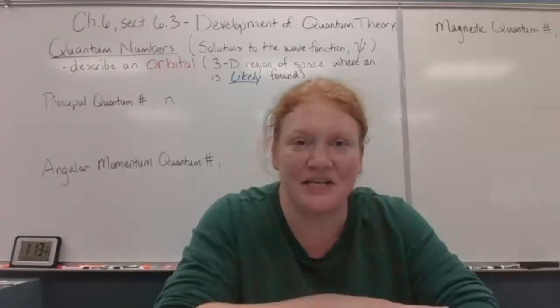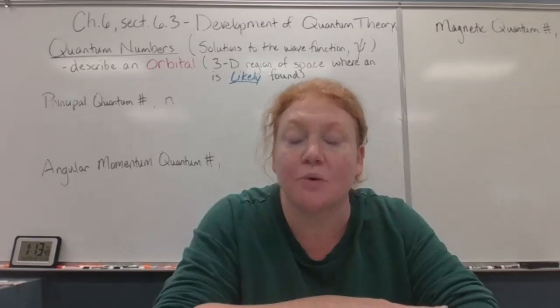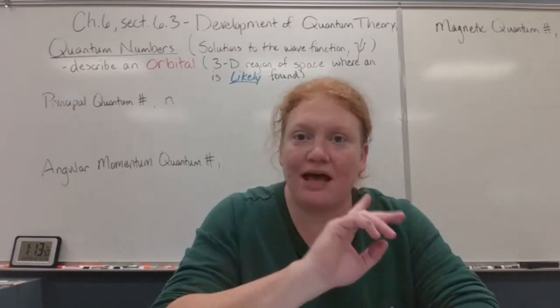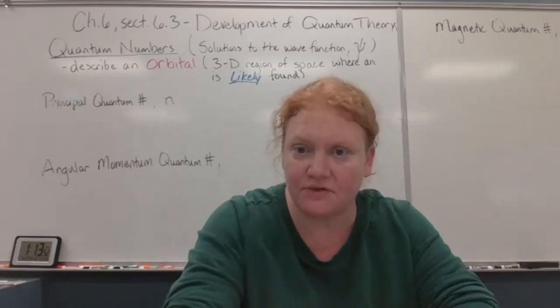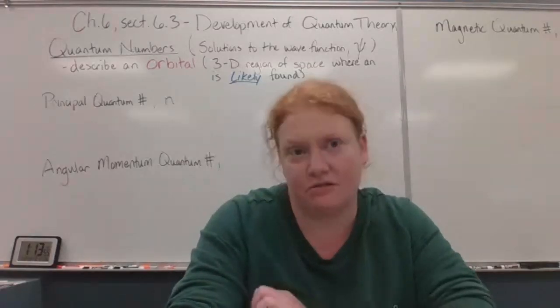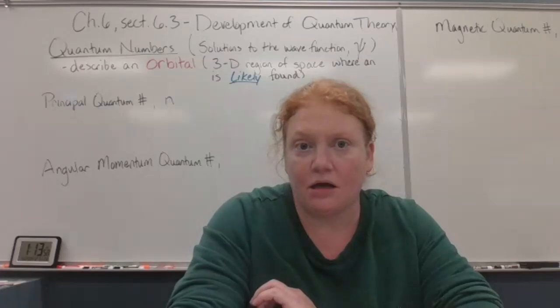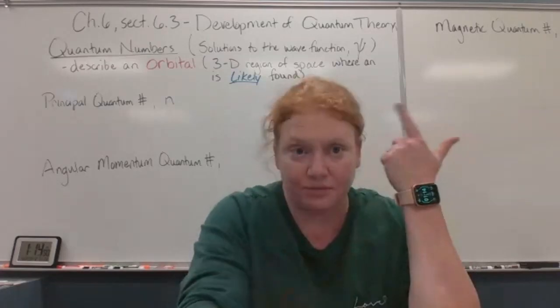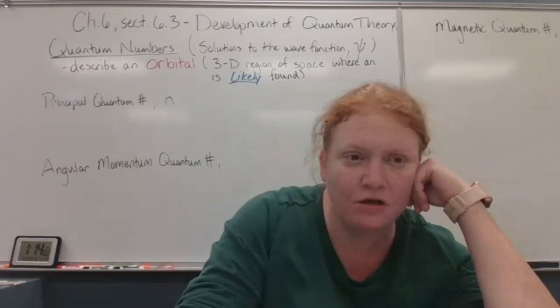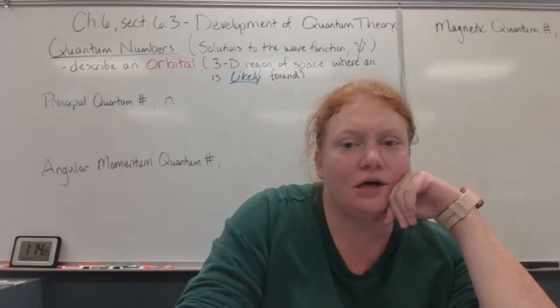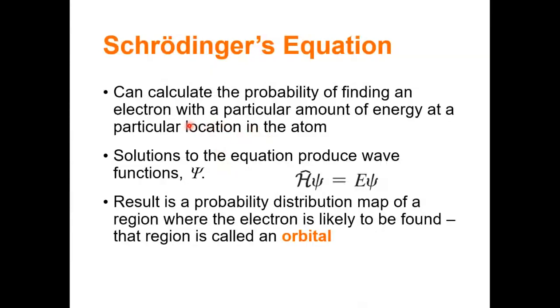Hi, everyone. I want to continue our discussion about the development of quantum theory. After Schrodinger's equation was developed, the solutions to Schrodinger's equation are known as the quantum numbers. If we recall from Schrodinger's equation, he proposed that the best we can do is to calculate the probability of finding an electron with a quantized amount of energy at some location in the atom.